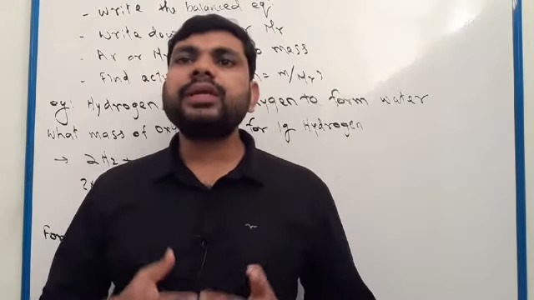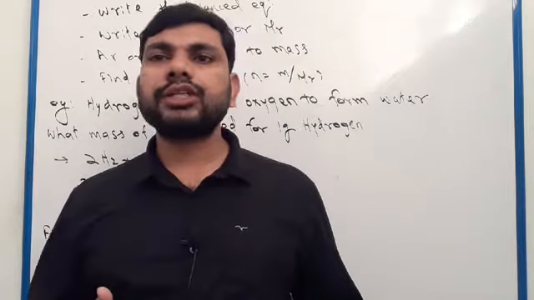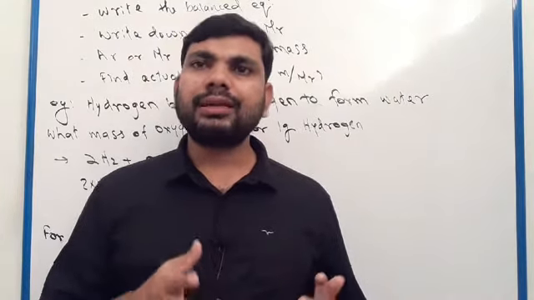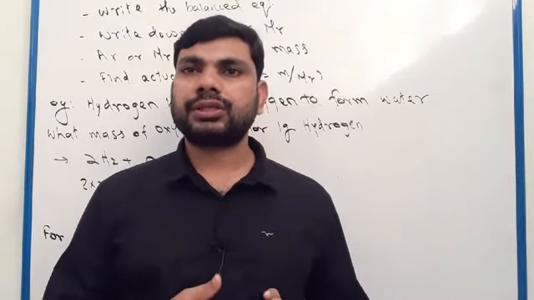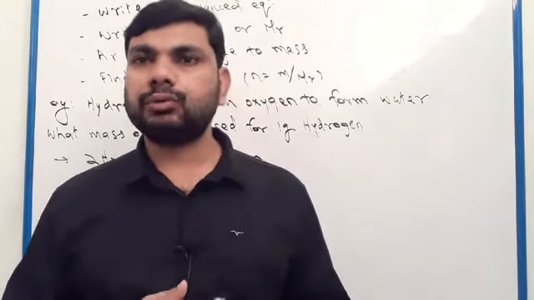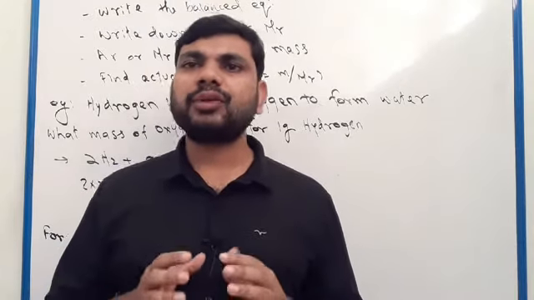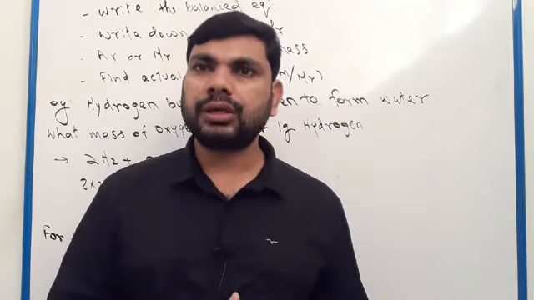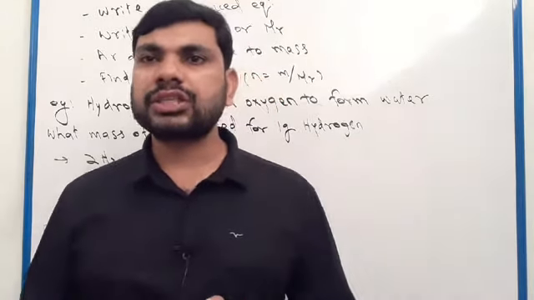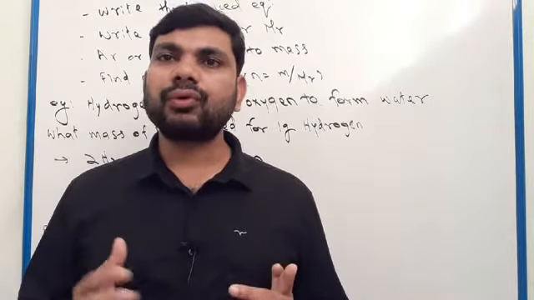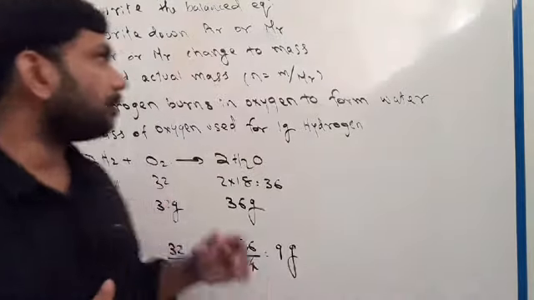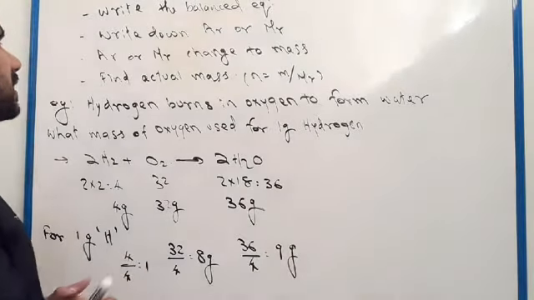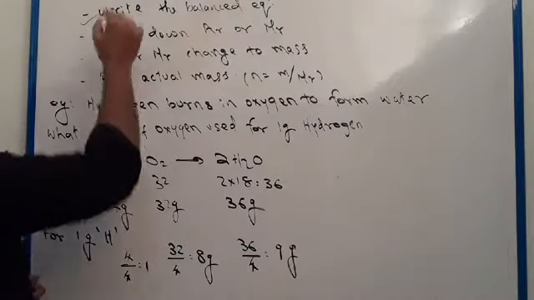So here we discuss that using a balanced chemical equation we can find the number of moles and the mass of reactants and products. To find the mass of reactants or products, we have to follow some steps. First step, write the balanced chemical equation.